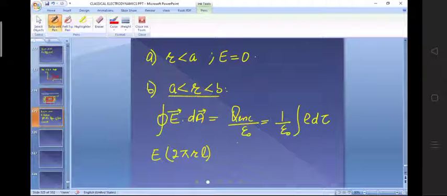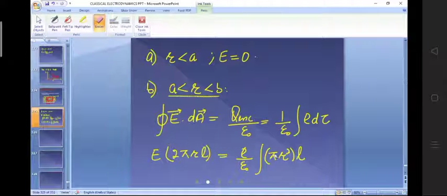Okay, so let's work it out. So what will come here? This will be equal to rho divided by epsilon naught, because rho is a constant, you can pull it out of the integral. Integration of this will be d tau, that's equal to pi r square multiplied by L. Okay, wait, it will not be pi r square L. Wait a second, d tau will not be equal to pi r square L. I am sorry for that.